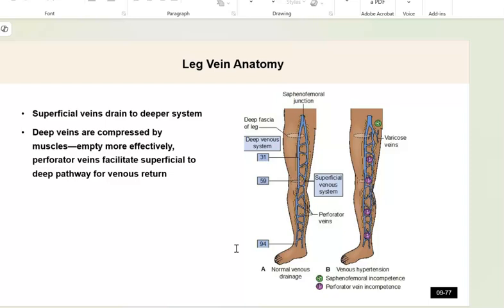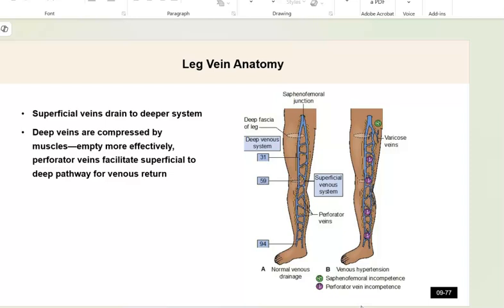This is showing us the leg vein anatomy. Under normal conditions, here, and then B, this is with venous hypertension. Venous drainage of the leg is through the deep and superficial veins that are connected by perforator veins. Remember, gravitational pull on the blood increases venous pressure. The highest venous pressures are at the feet and the ankles. Contractions of the leg muscles will propel and facilitate the emptying and reducing the venous pressure.